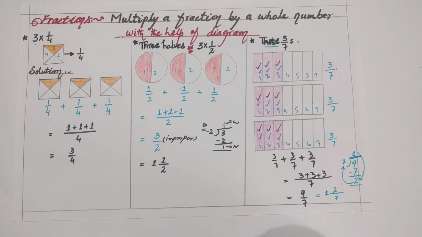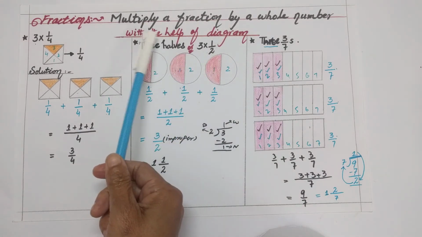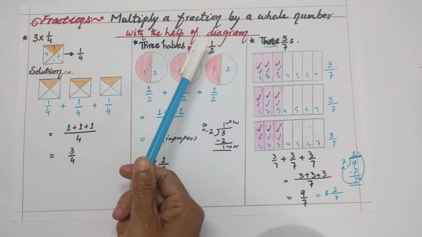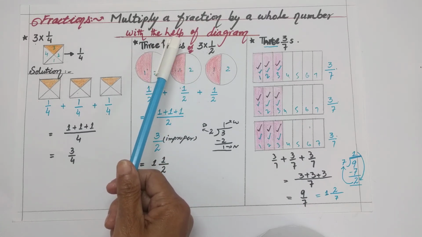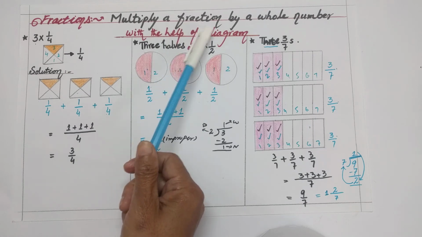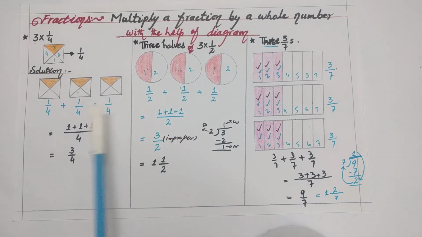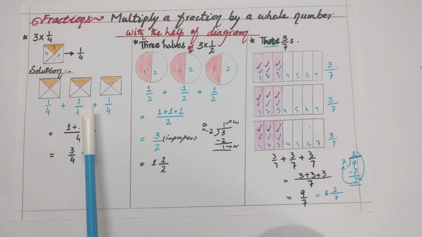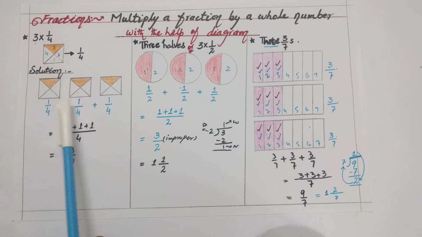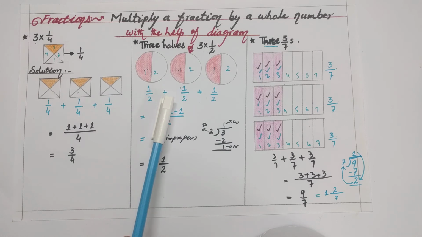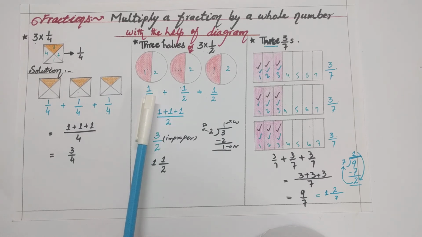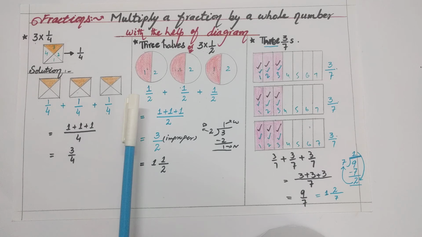So students, today our topic was multiplying a fraction by a whole number with the help of a diagram. With the help of a diagram, when we multiply a fraction by a whole number, we have to use repeated addition. This is called repeated addition, meaning we have to repeat the fraction again and again. This one is a lengthy process.